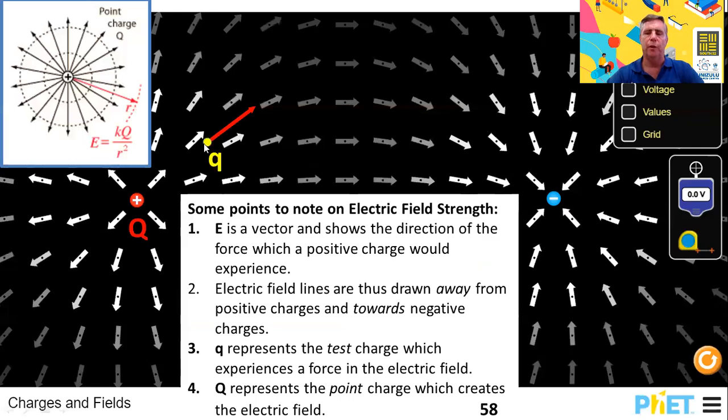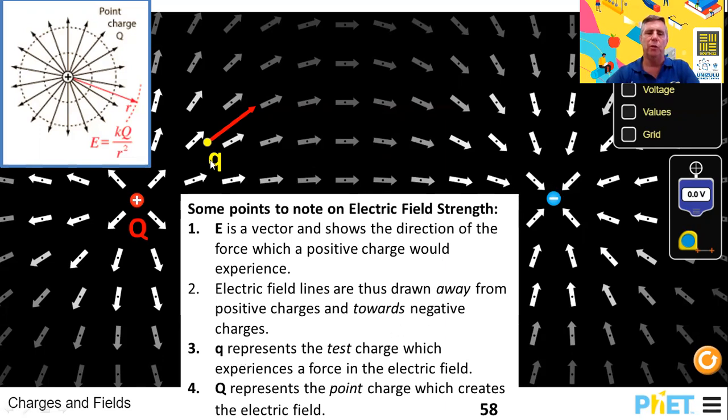Now, to finish off with, at the bottom of page 58, we just have some points about electric field strength, and we would have seen these when we looked at the simulation. Number one, E is a vector, and it shows the direction of the force which a positive charge would experience. So please remember it's a vector and needs a direction, particularly when giving your final answers. Secondly, electric field lines are drawn away from a positive charge and towards a negative charge, just like you can see in the diagram here.